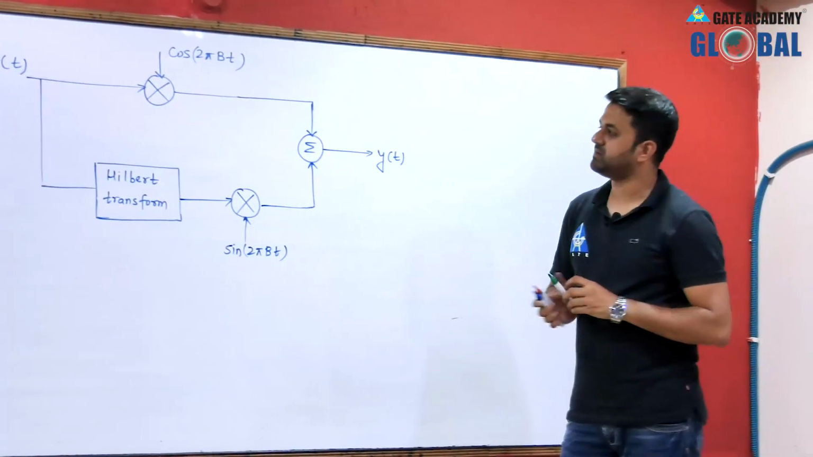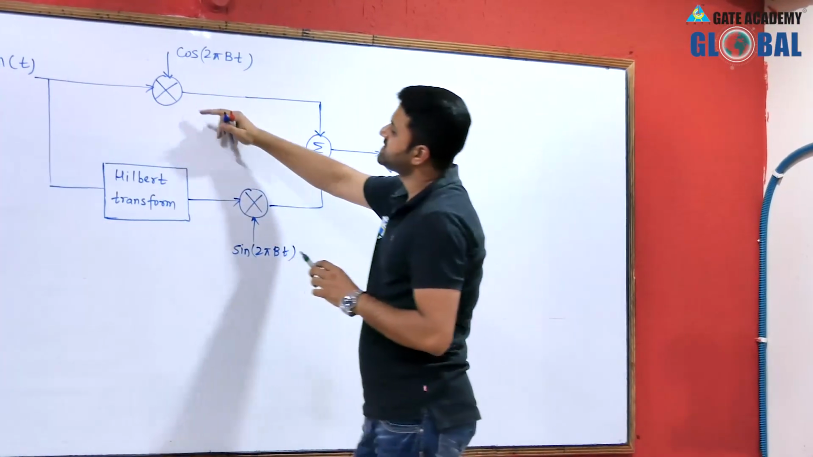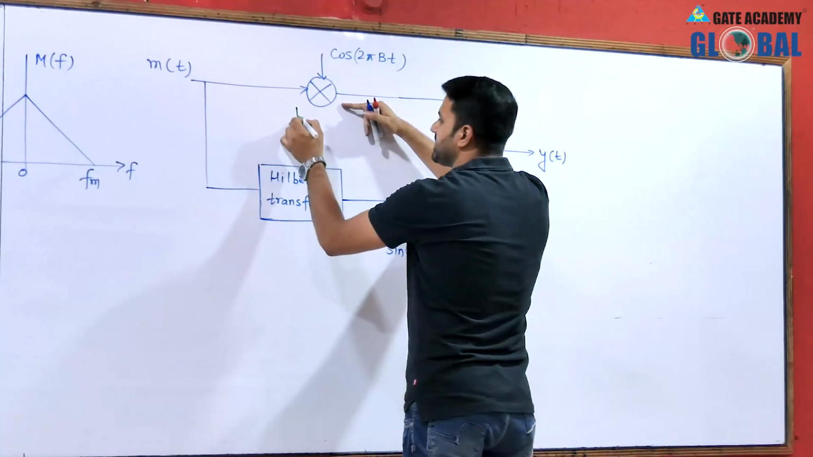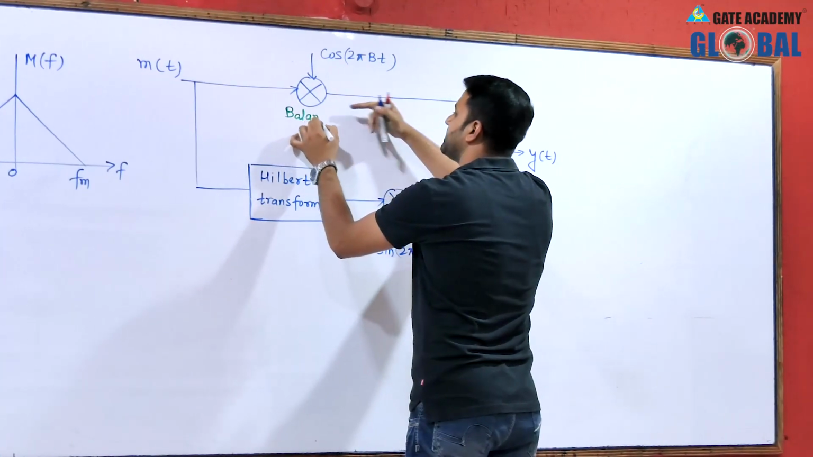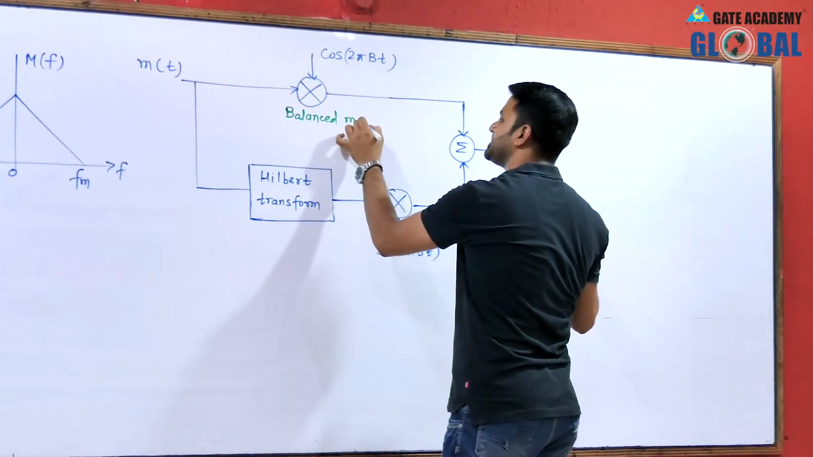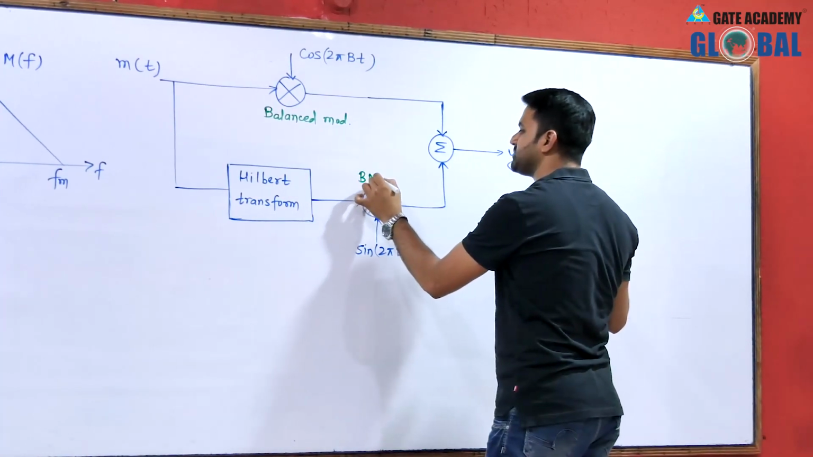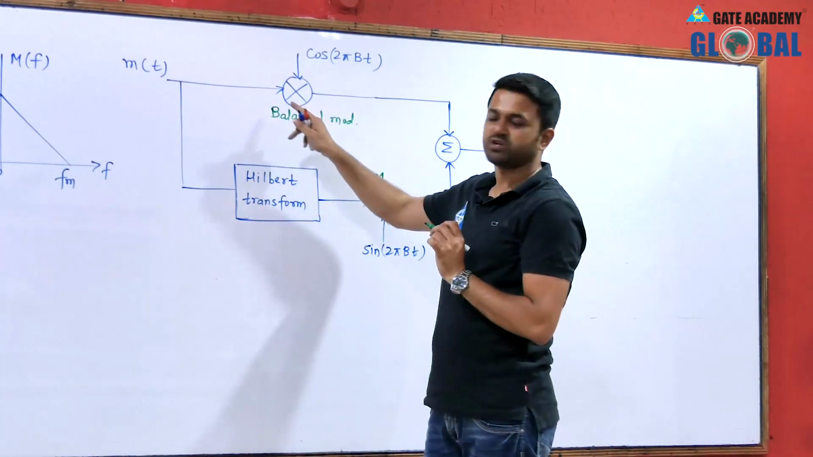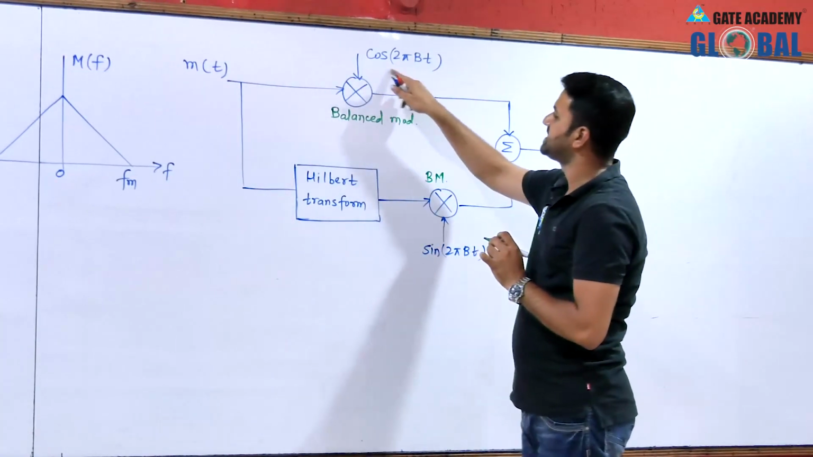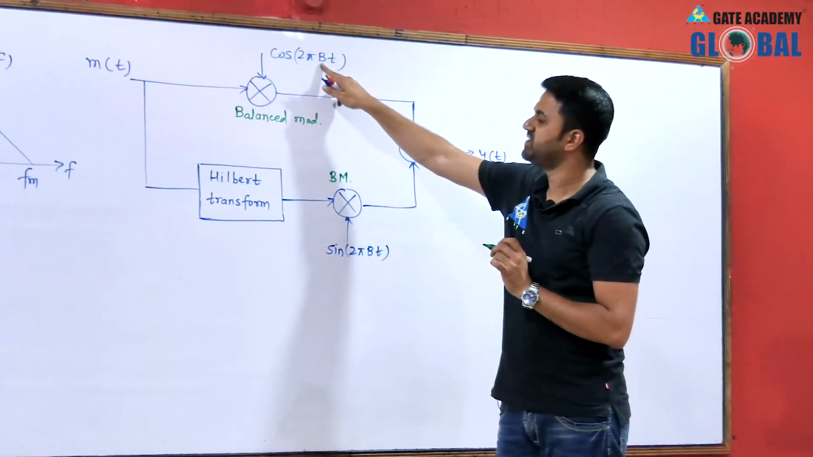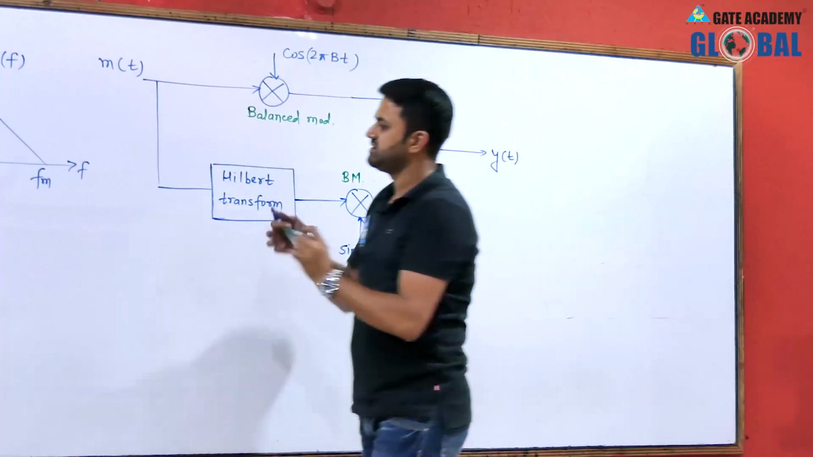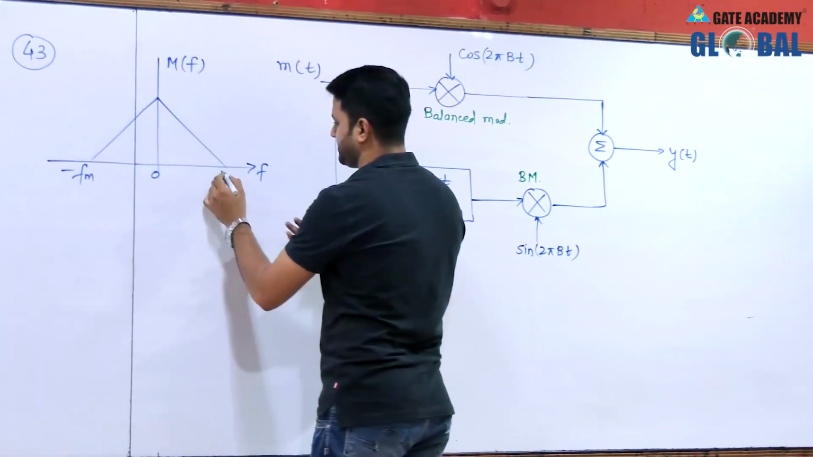Now in this block diagram you can observe that this is the multiplier. Multiplier can be considered as a balanced modulator. This is a balanced modulator, this is also a balanced modulator. In this balanced modulator, the message signal and the cosine signal are applied, where this cosine signal has frequency B, and it is also B and minus B.